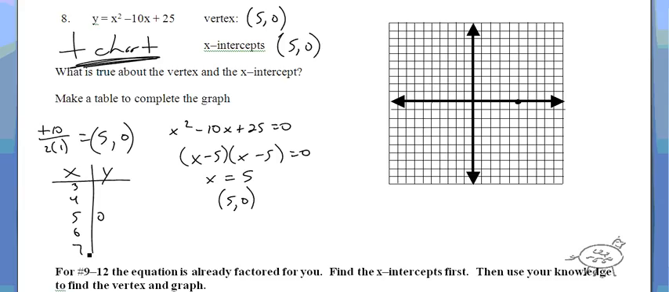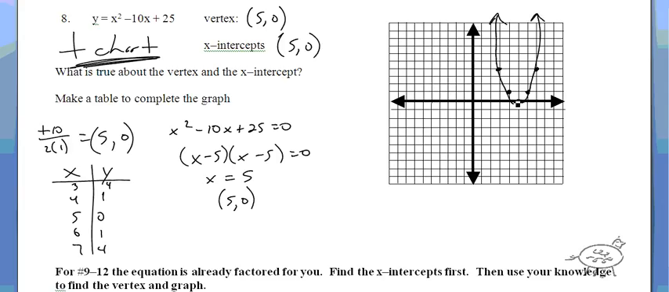And just again, use your calculator to figure things out. And 4 is going to be a 1, so that's going to be a 6 and a 1. And 3 is going to be a 4, and 7 is going to be a 4. So those are your points. 3 comma 4, 4 comma 1, 5 comma 0 we already plotted, 6 comma 1, and 7 comma 4. Okay, there's your graph.